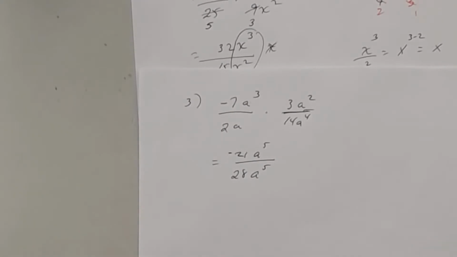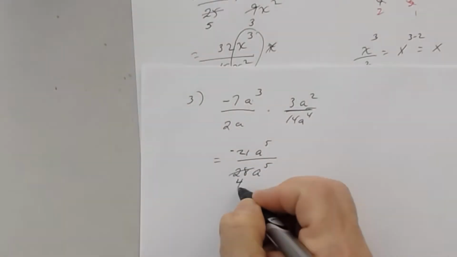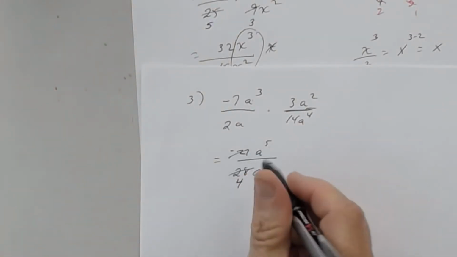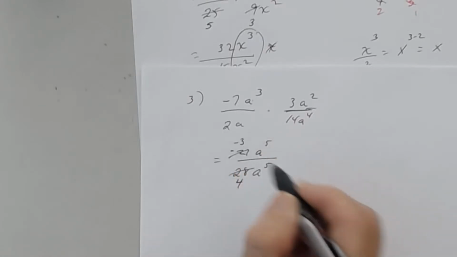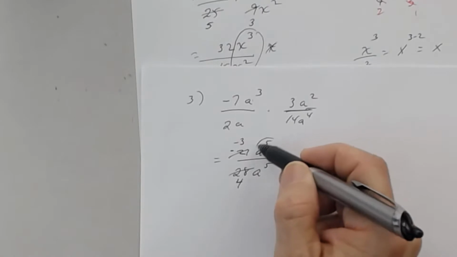So I multiply first this time. Now let's go ahead and reduce. What do negative 21 and 28 have in common? What's the common factor? 7? Okay. So 7 will go into 28 4 times. 7 will go into negative 21 negative 3 times though, right? Let's look at the variables now.